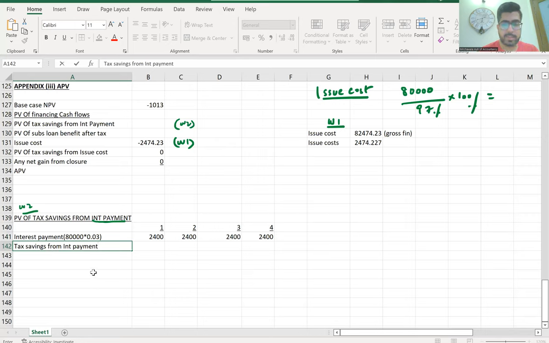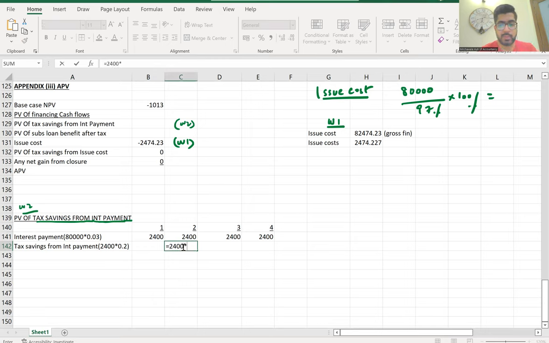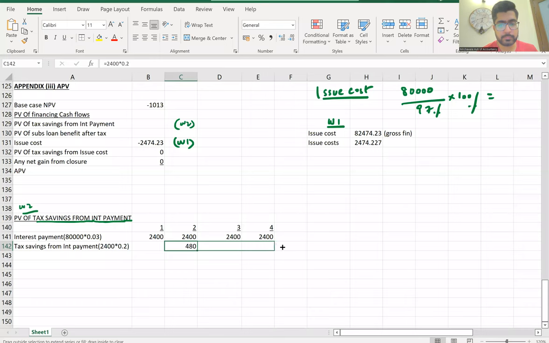So if you need to get tax savings from interest payment, first you have the interest payment, this portion. Tax savings from interest payment multiplied by tax rate. What is the interest payment? 2400. Tax savings from interest payment, what is the tax rate? 20%. So tax savings from interest payment would be in arrears. Interest payment to tax benefit. Till year five.